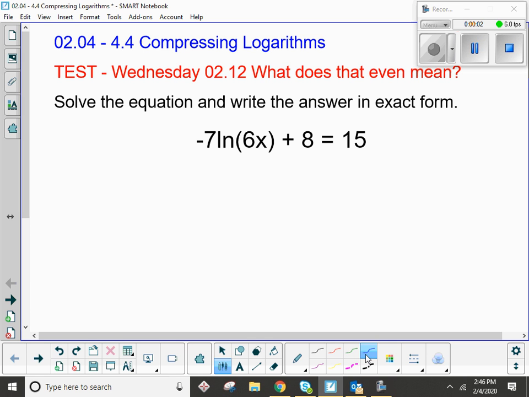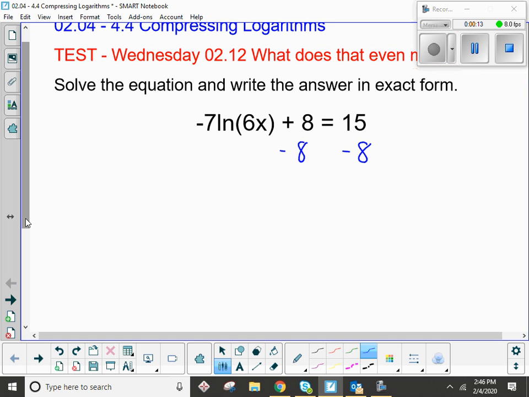Compared to this problem right here, what's the first step? Minus the 8 to both sides. What our goal is here is to isolate the log term so that we can end up solving for x. So we begin by subtracting 8.